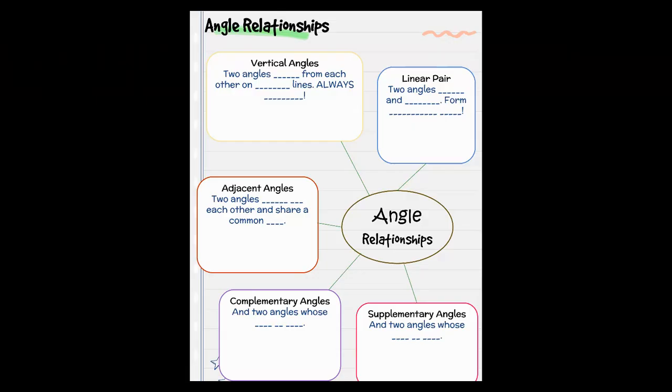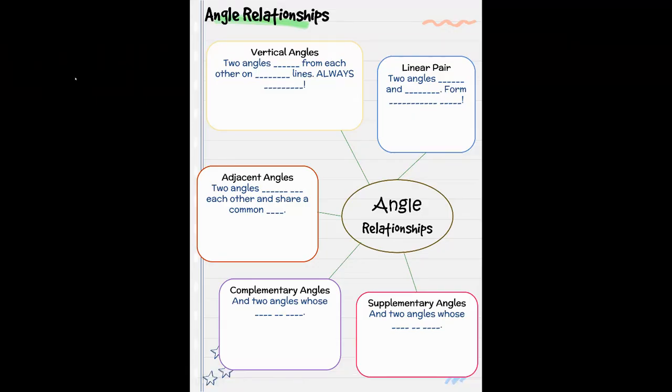All right, guys, let's look at some angle relationships. This first page is kind of defining them and saying what they are. And then the second page is going to be some actual examples. So up here at the top, we got vertical angles.